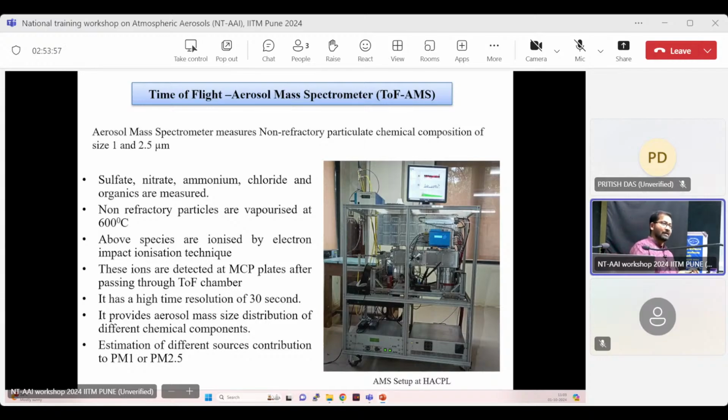So it's a hard ionization technique. Ionization is actually done in two ways: one is hard ionization, one is soft ionization. In hard ionization, the fragmentation of aerosol particles will be random, so it can be ruptured in any way.